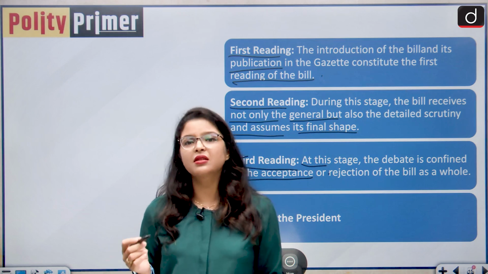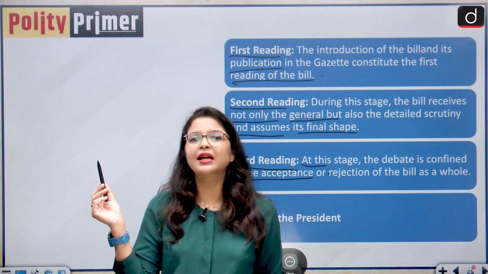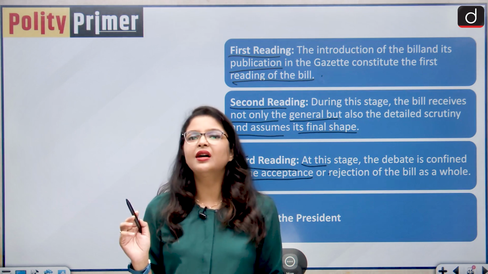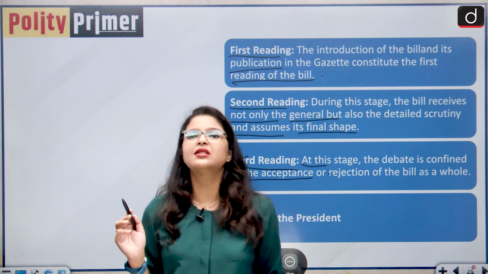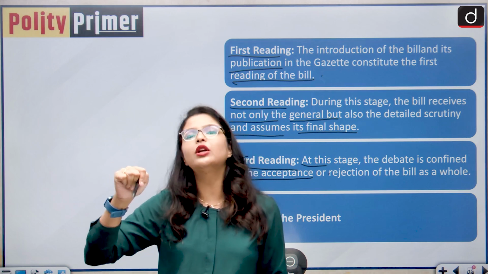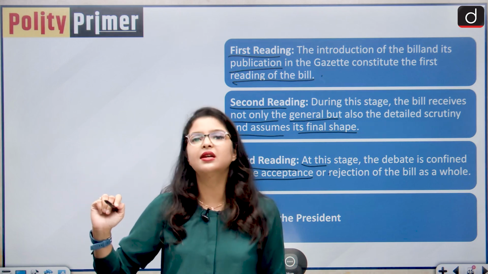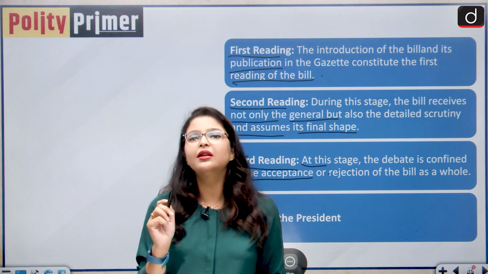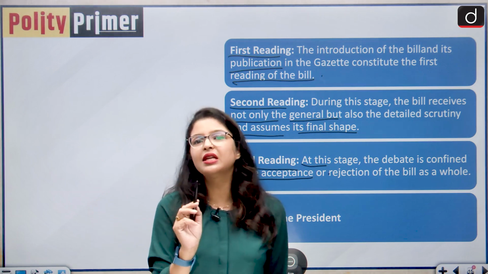How does the third stage differ from the second stage? In the third stage, the bill is not discussed. Only the matter of whether it has to be accepted or rejected is discussed. The third reading takes place only on this point.